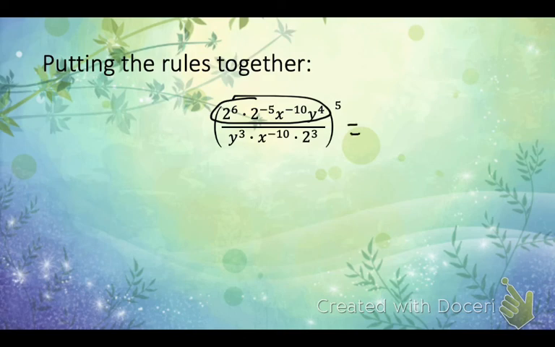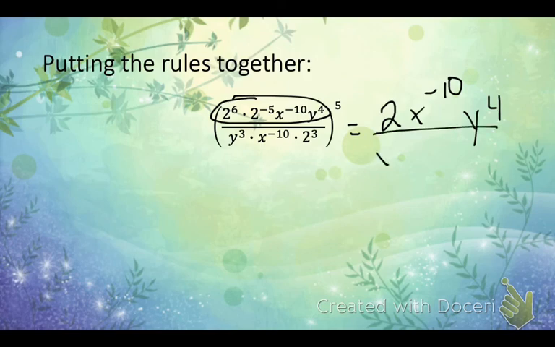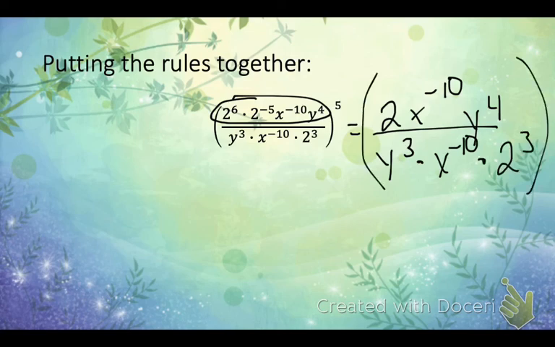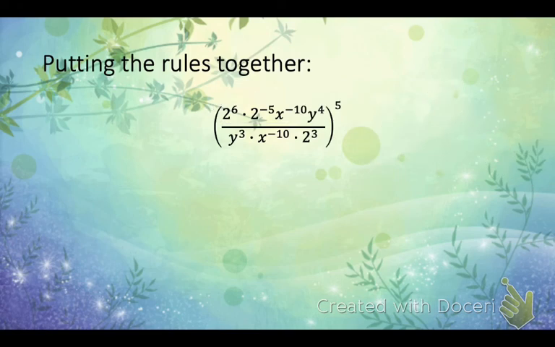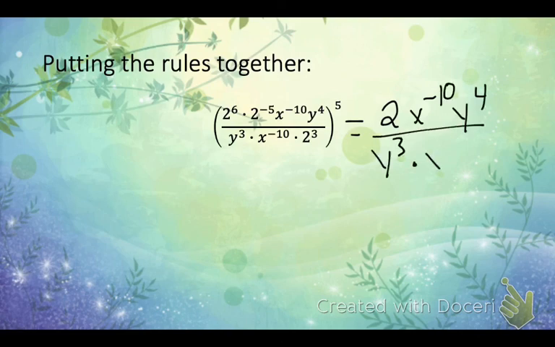So I'm going to keep those bases, and I'm going to add the exponents. So that just becomes 2 to the first, x to the negative 10, y to the 4th over y cubed times x to the negative 10 times 2 cubed, and all that is still to the 5th power. Sorry, my apologies, that just did not work. Okay, so 2 x to the negative 10, y to the 4th over y cubed times x to the negative 10 times 2 cubed, all to the 5th power.